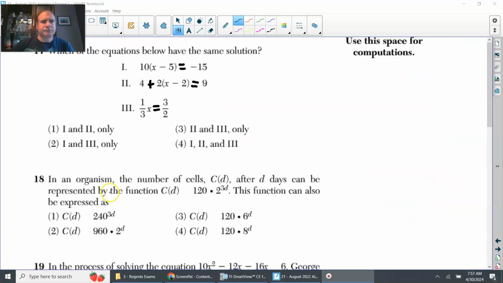Number 17. So there is a way to do this in the calculator, but I am going to try the first one. These are easy enough. I'm just going to rewrite it.